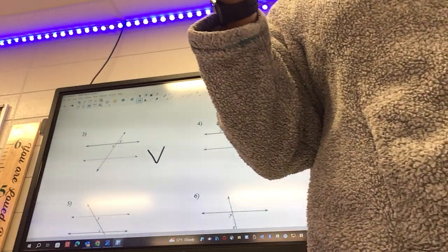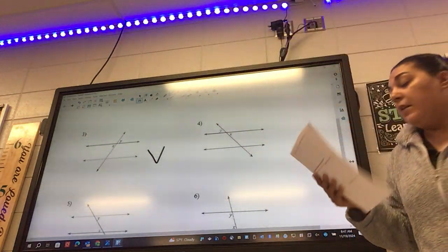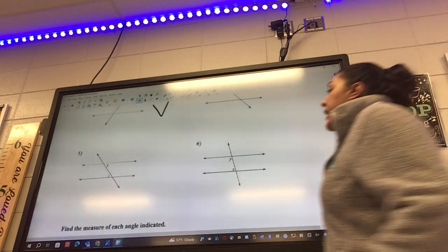Okay, number 5. Alternate interior. Good job. So alternate interior, so they're going to be AI.